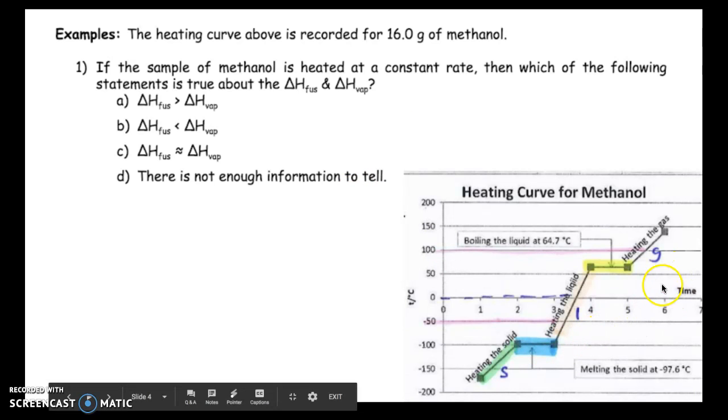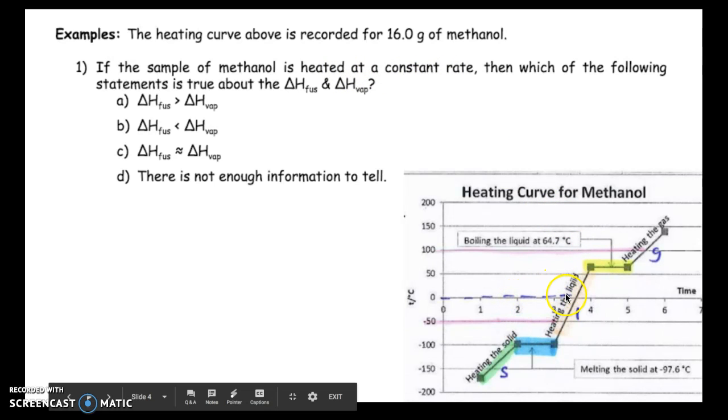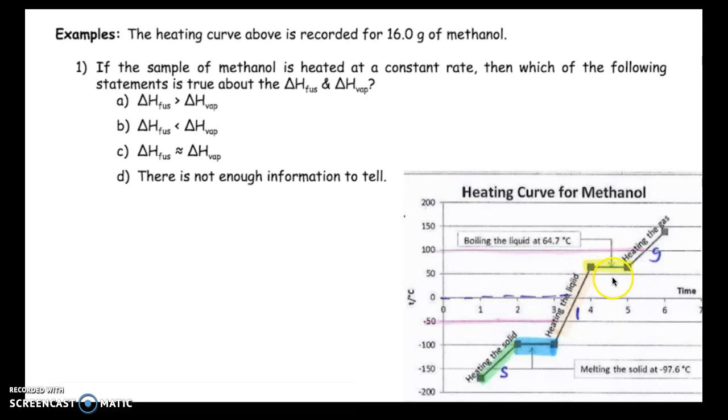However, in this case, we don't have the delta H. Our x-axis is not in heat added; it's time. So that's the reason why they tell us here that methanol is heated at a constant rate. So what that means is that for a given unit of time, like for 1 second or whatever the unit of time is here, that is the same amount of heat. So for 1 second, let's say it's 50 kilojoules of heat added. Whether you're between 2 and 3 seconds or 4 and 5 seconds, it's always going to be 50 kilojoules of heat because you're adding it at a constant rate.